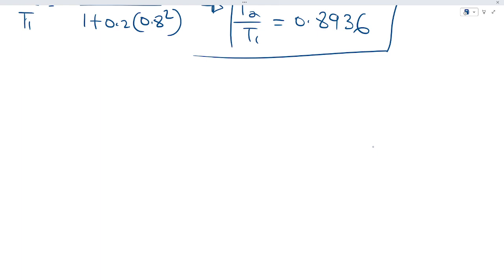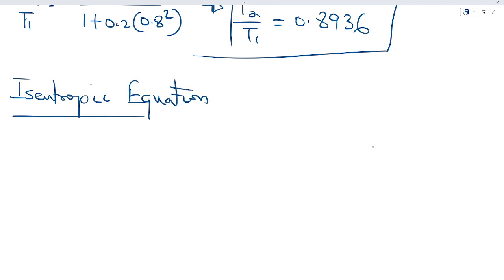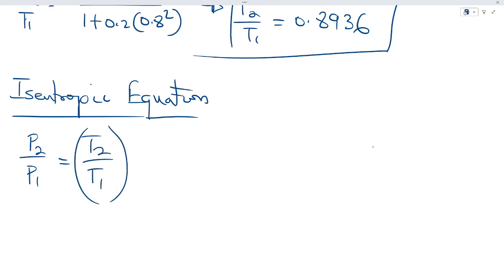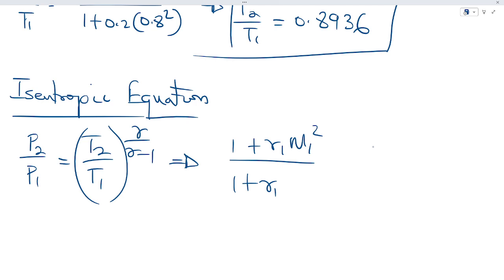Likewise, we can find the isentropic equation. We state that P2 over P1 equals T2 over T1 to the power gamma over gamma minus 1. And this eventually becomes 1 plus gamma 1 M1 squared over 1 plus gamma 1 M2 squared, all in brackets to the power gamma over gamma minus 1.